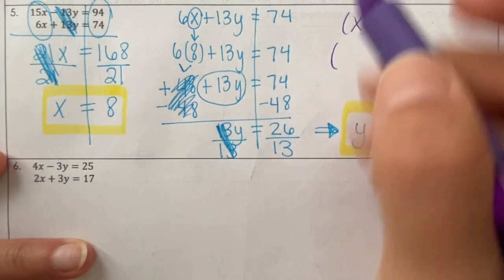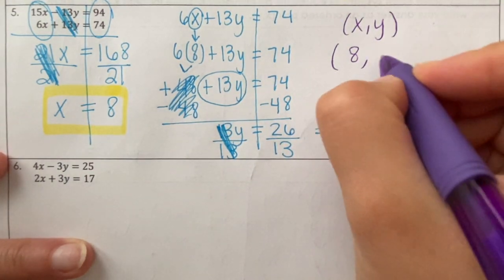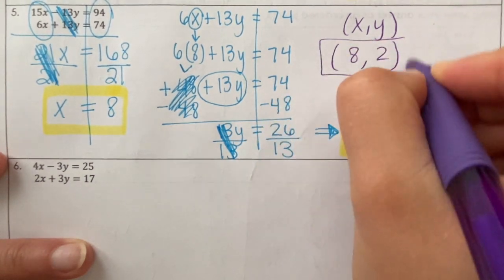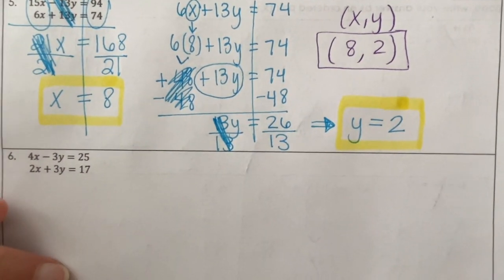All right, your x value is 8. Your y value is 2. So your answer is 8,2.